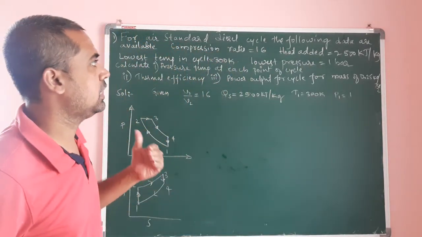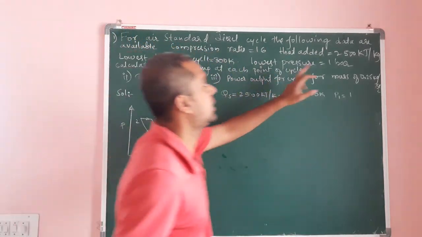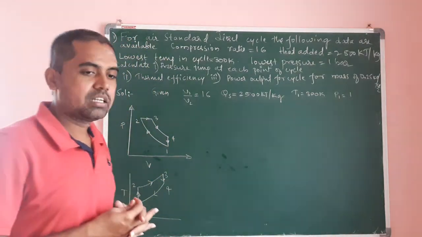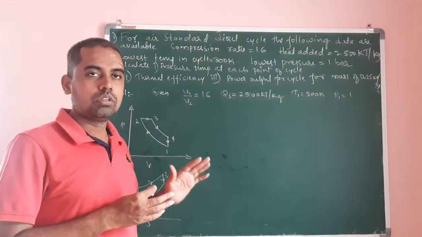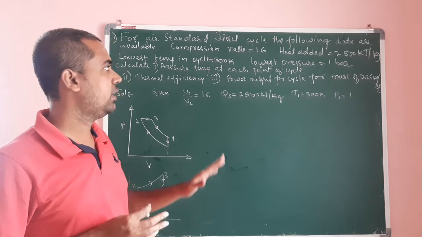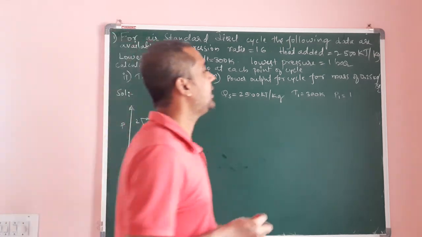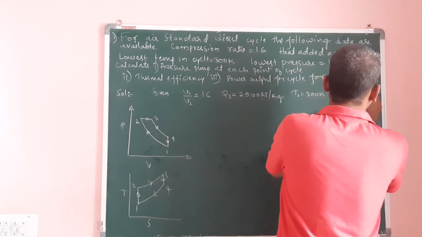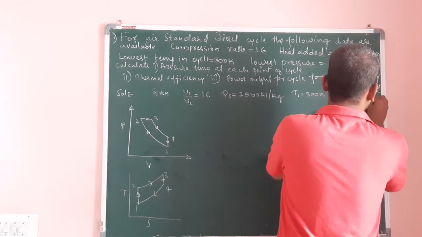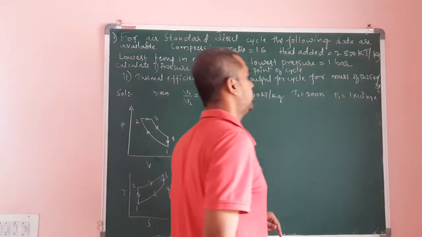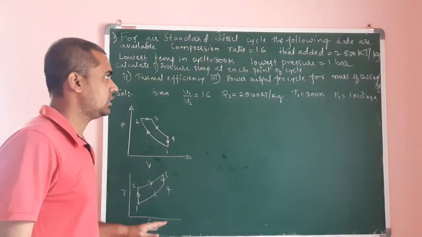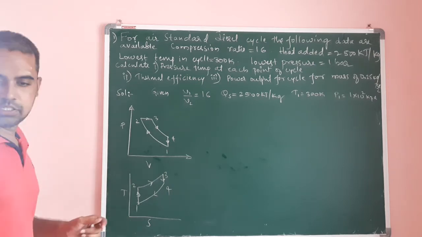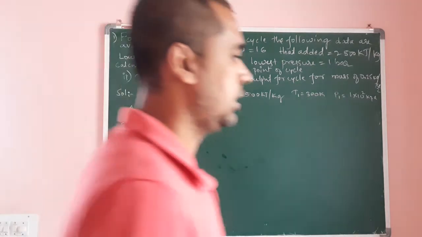Usually we will write pressure in kilopascal because we write heat transfer in kilojoule, and characteristic gas constants are also in kilojoule per kg Kelvin. Therefore, it is better to write pressure in kilopascal. 1 bar is equal to 1 into 10 raised to 2 kilopascal. Okay, this is the given data.